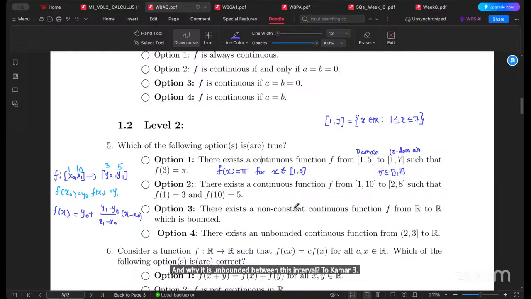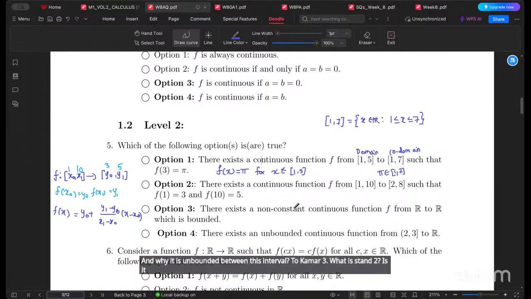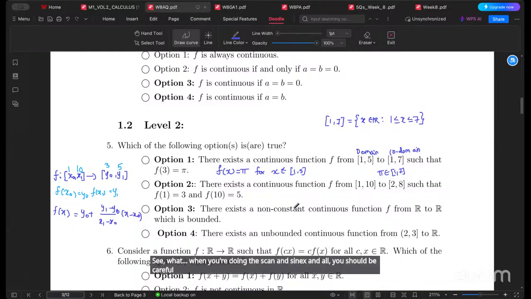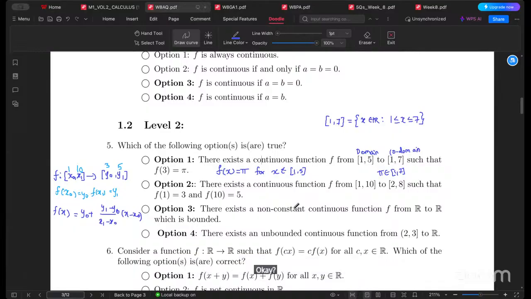What is tan 2? Is it defined? What is tan 3? Is it defined? Why is it unbounded? Ma'am, can't we treat pi as 3.14? See, when you are doing tan x, sin x and all, you should be careful whether you are using radians or degrees. So when you are using tan x here, you have to be a bit careful. Think about tan x once again.